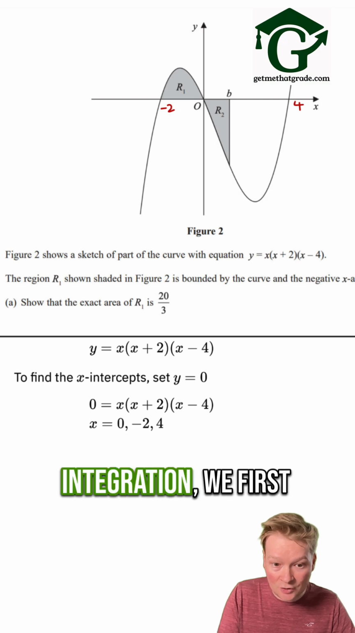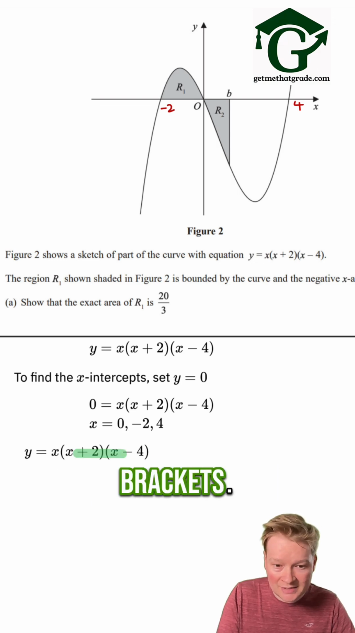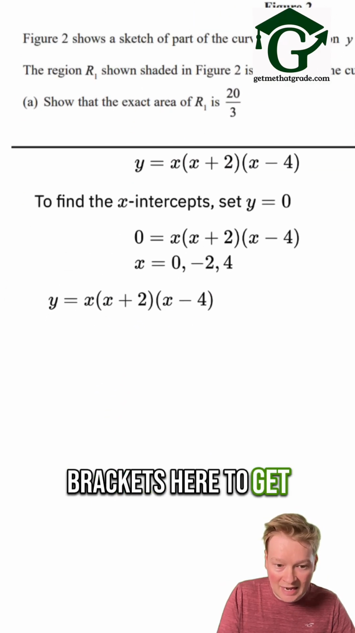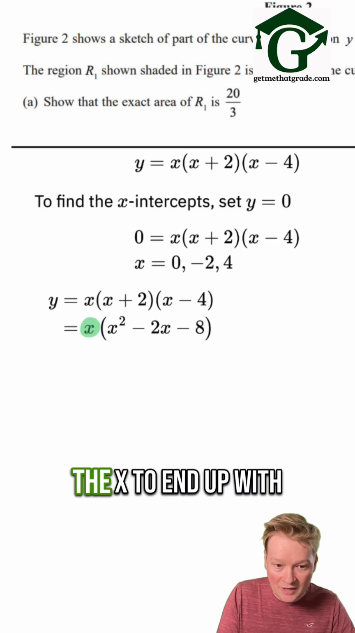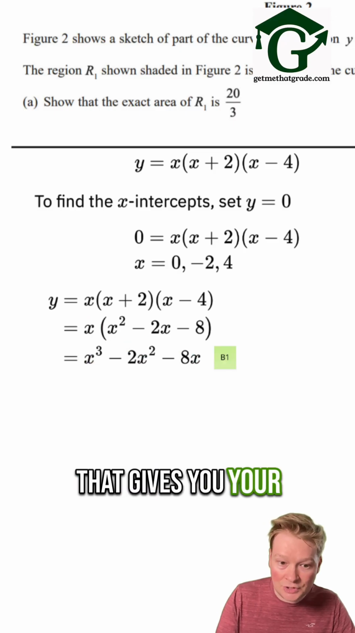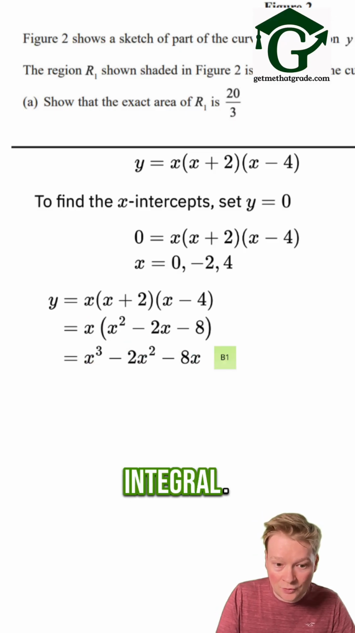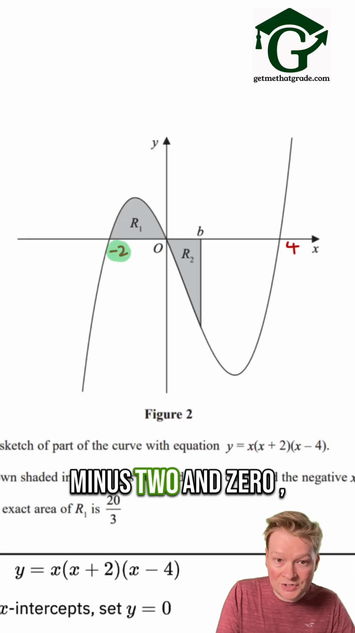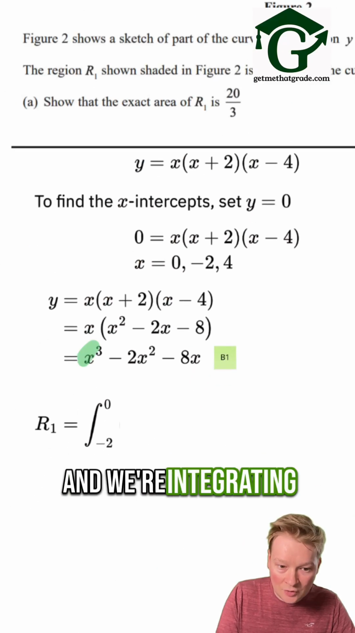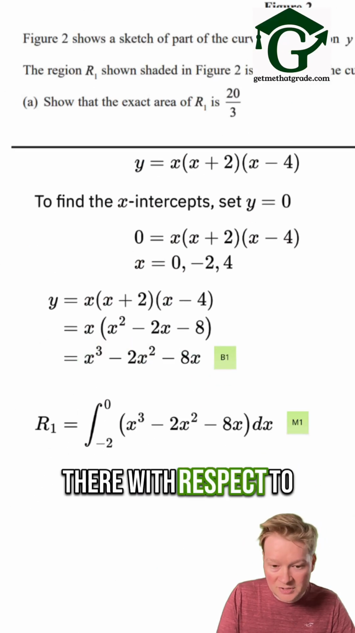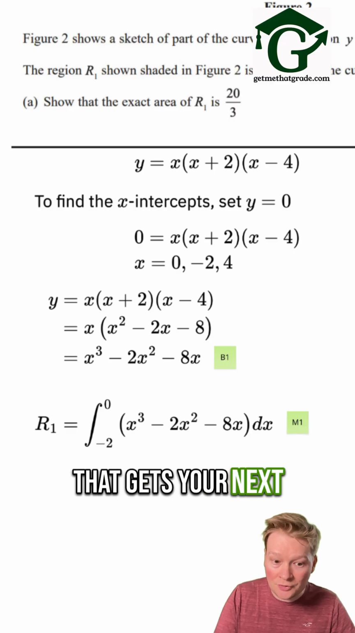To prepare this for integration, we first need to expand the brackets. Let's first expand the brackets here to get this, and then expanding again with the x to end up with this. That gives you your first mark. Next, we set up the integral. We're integrating between the limits of minus 2 and 0, and we're integrating what we just expanded there with respect to x. If you write that down, that gets you your next mark.